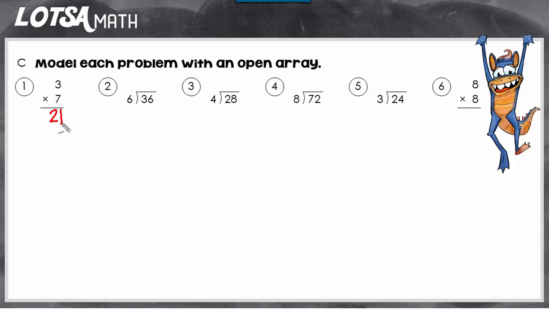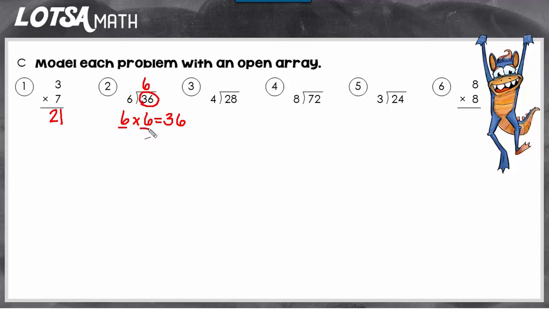Remember, on 3 times 7, we had 21, and 21 was the largest value out of the 3 numbers. Well, in a division problem, the number that's going to be the largest value is the dividend. The other 2 numbers can be rewritten even as a multiplication problem to make seeing the open array easier. So in this case, we have 6 times 6, which equals 36. It's the same exact problem as 36 divided by 6 equals 6. So the arrays would look exactly the same either way.